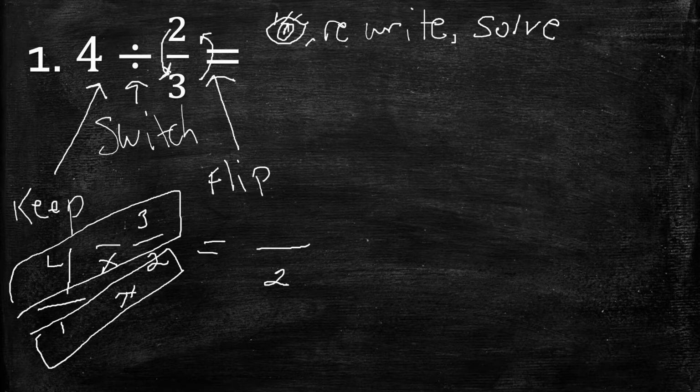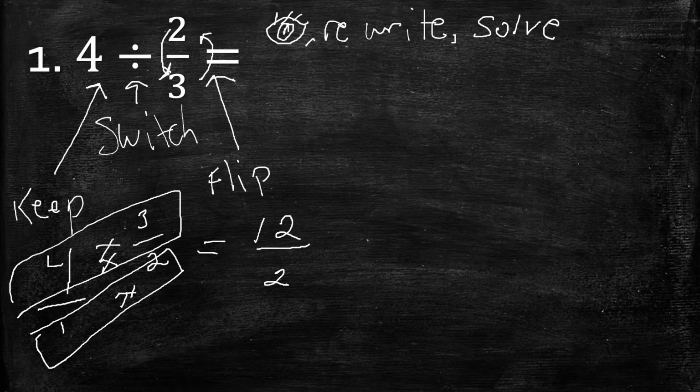4 times 3 is 12. So I have 12 halves. But this looks a little weird. It doesn't look like a proper fraction. So it's improper, and it's improper because our numerator is larger than our denominator. So we need to do our math to fix this and make it a mixed number.